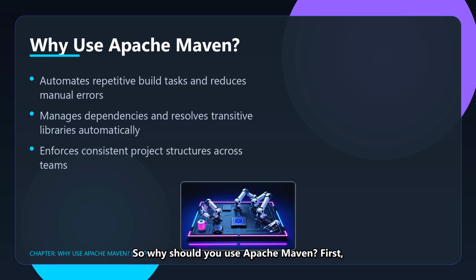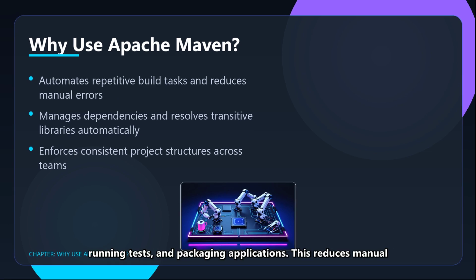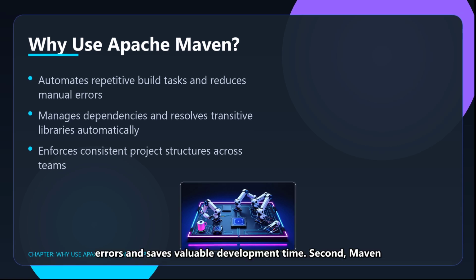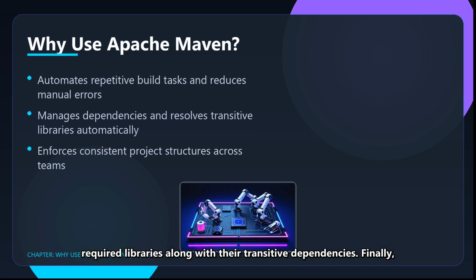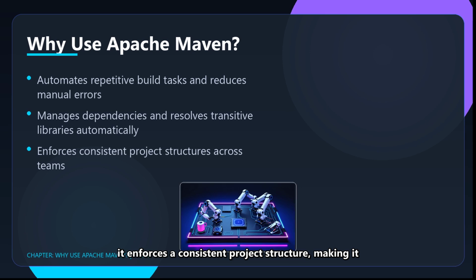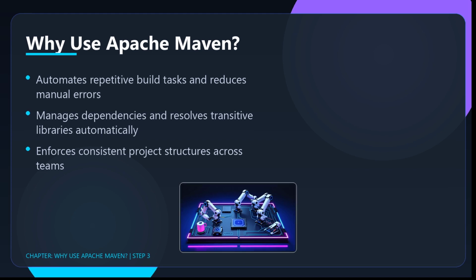So why should you use Apache Maven? First, it automates repetitive build tasks like compiling code, running tests, and packaging applications. This reduces manual errors and saves valuable development time. Second, Maven excels at dependency management, automatically resolving and downloading required libraries along with their transitive dependencies. Finally, it enforces a consistent project structure, making it easier for teams to collaborate and onboard new developers.